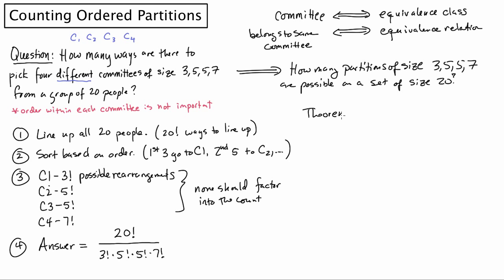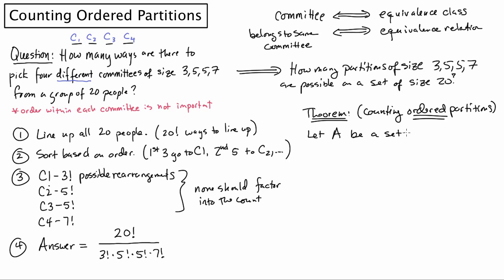So the counting problem that we're looking at here is a problem called counting ordered partitions, and I wouldn't worry too much about the word ordered there. Ordered just implies that there's an order to the committees, like the committees are all different. That's what it means by ordered partitions. So the theorem here is, let's let A be a set with n elements.